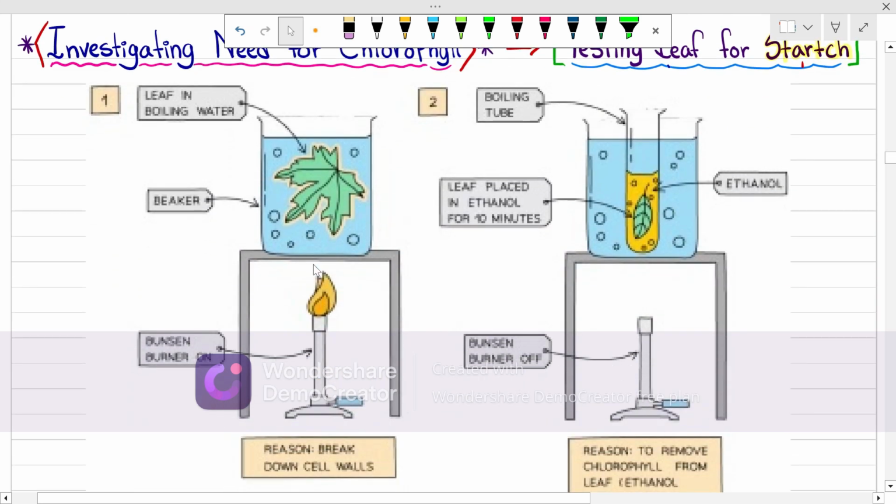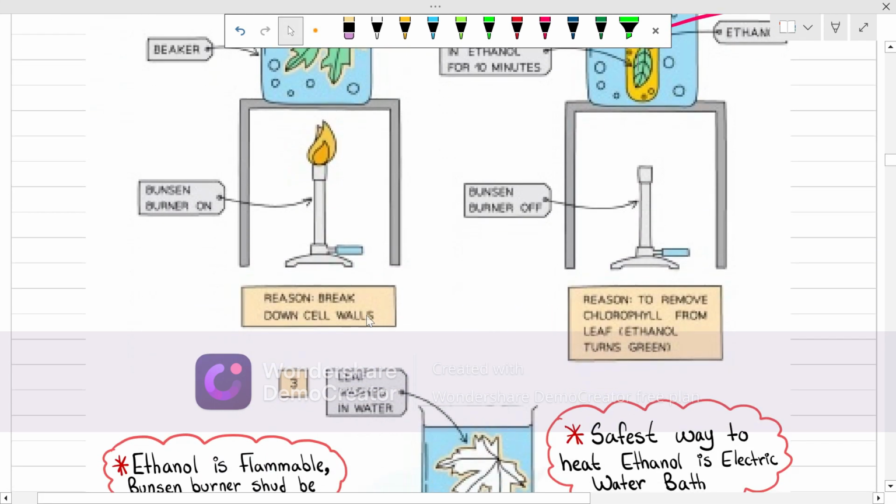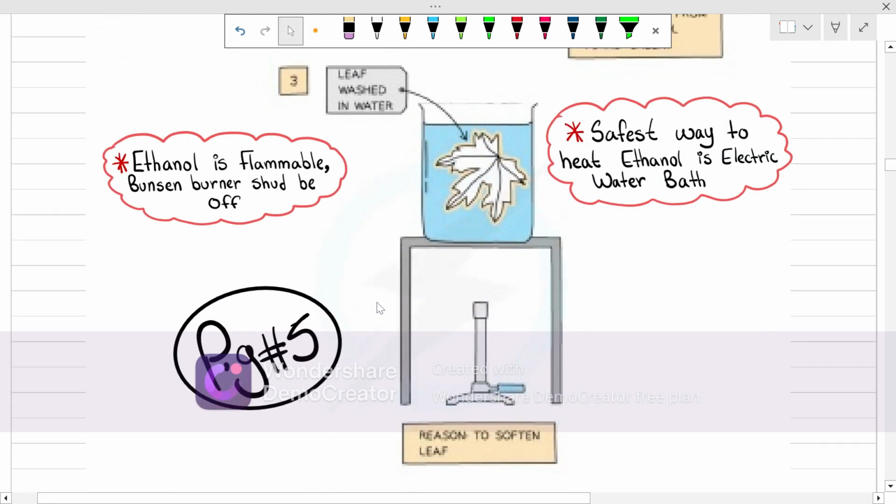This is the illustration for this experiment. We dip the leaf in boiling water to kill the cell membranes first. Then we put it in a boiling tube to remove the chlorophyll. And then the leaf is washed in water to soften it. Two notes to remember here are that ethanol is flammable and the Bunsen burner should be off at all times, of course, after the boiling tube is done. And the safest way to heat ethanol is an electric water bath or a thermostatic water bath.